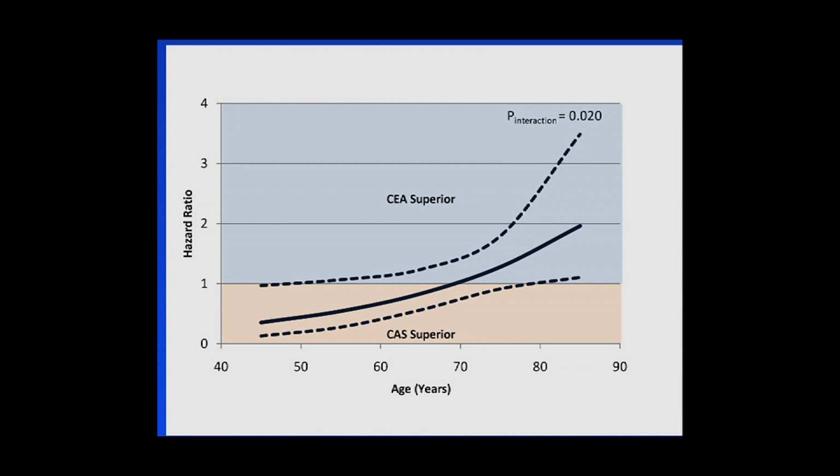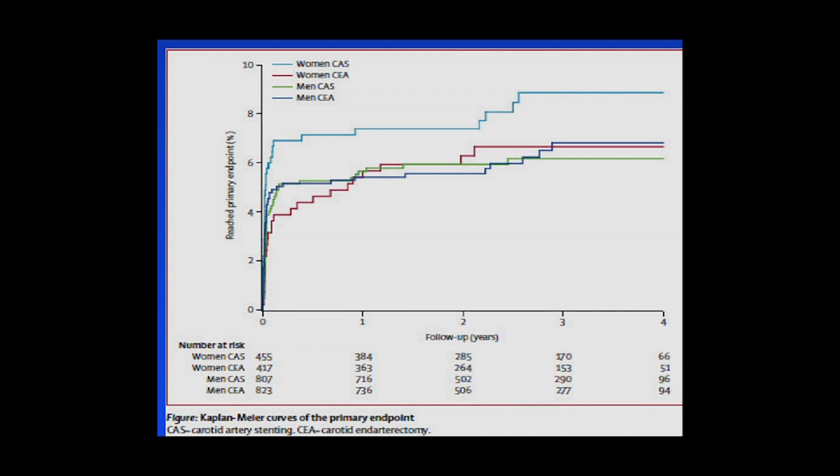The other thing, and this is data that probably nobody's ever seen because it got published in Lancet Neurology instead of one of the journals on this side of the Atlantic. And this is the composite endpoint, death, stroke, and myocardial infarction, looking at gender and comparing angioplasty and stenting. And what you can see in this blue line are women undergoing carotid angioplasty and stenting. And they're off the map. I mean, women undergoing carotid angioplasty and stenting have an extraordinarily high adverse event rate compared with men.